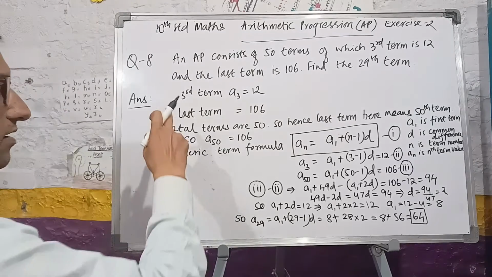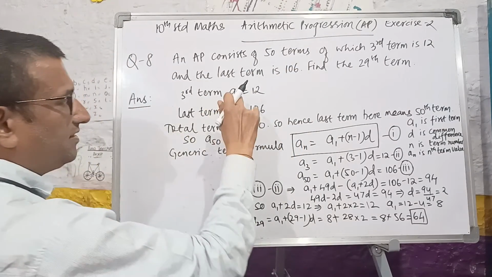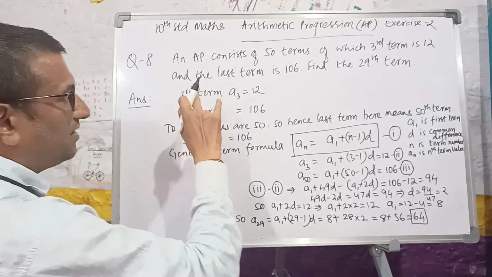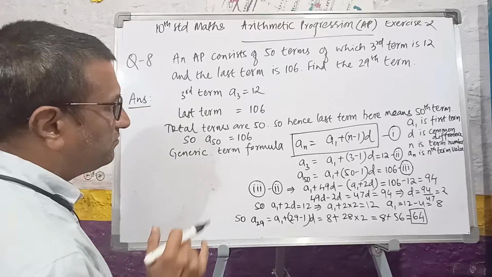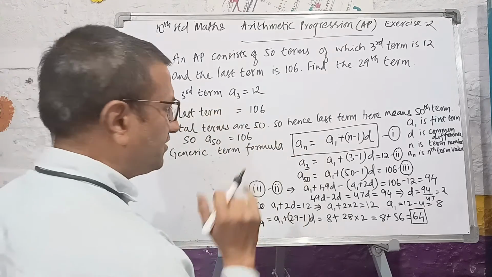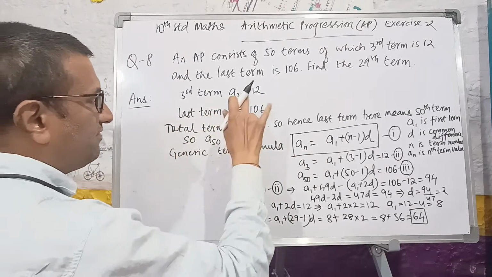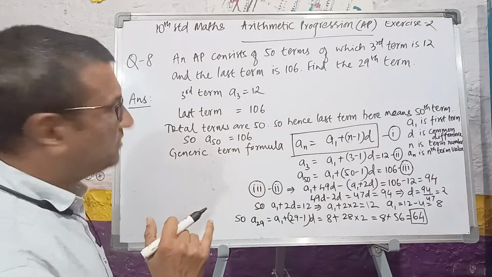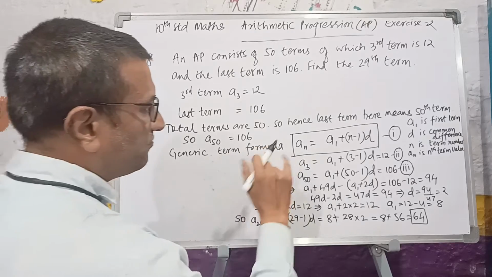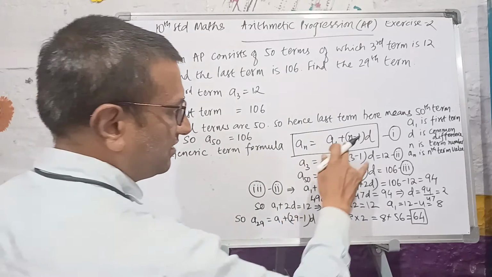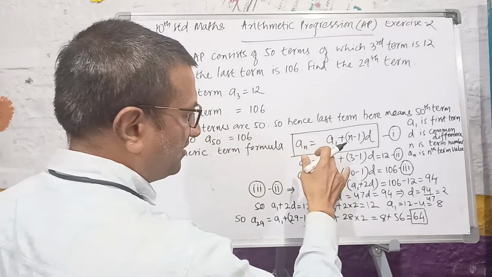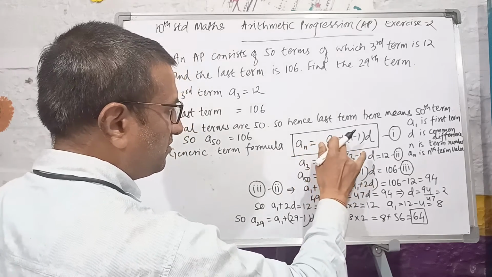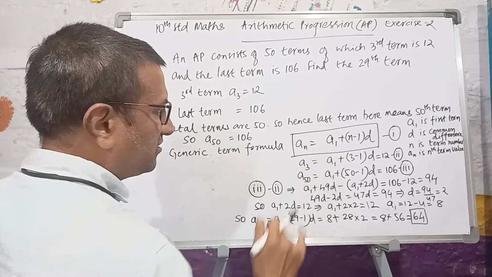Similarly, here what is given is the third term, A3 is equal to 12, last term is 106. And since we know that the AP consists of 50 terms, which means the last term is nothing but the 50th term, we can safely say that A50, our 50th term value, is 106. So now it becomes similar to your 7th question. So now we know the generic term formula is An is equal to A1 plus (n minus 1)d, where A1 is the first term, d is the common difference, n is the nth term number, and An is the nth term value.